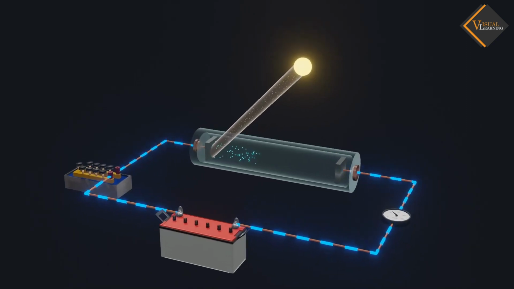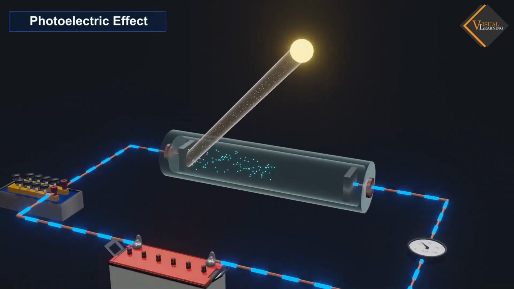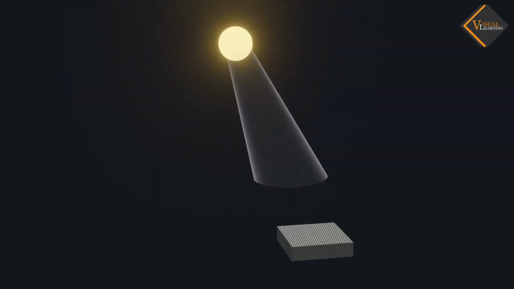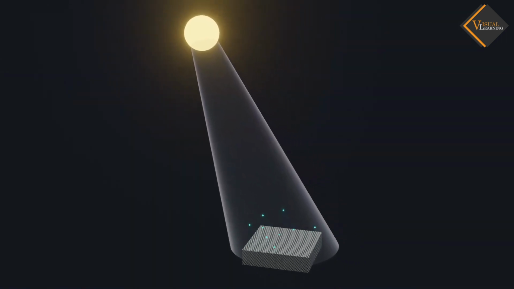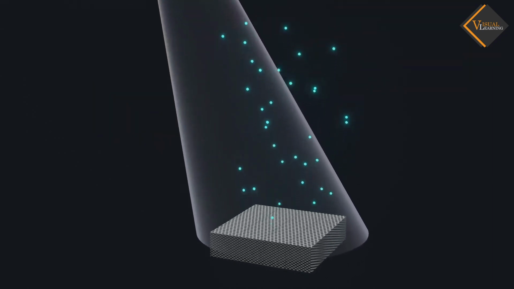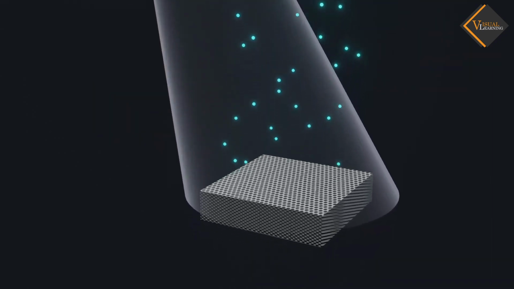In this video, we will understand the photoelectric effect. The photoelectric effect is a phenomenon in which light radiation falls on a metal surface, causing the emission of electrons from that metal surface.